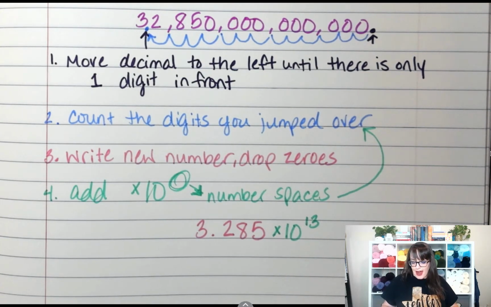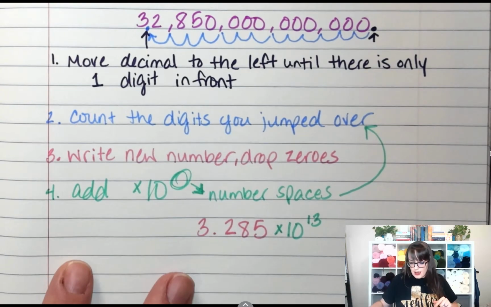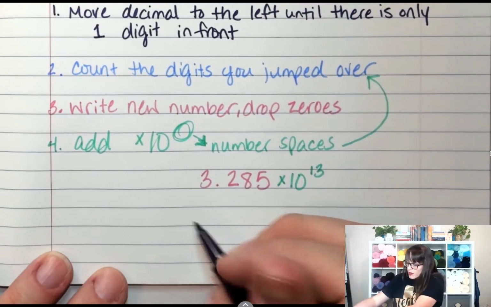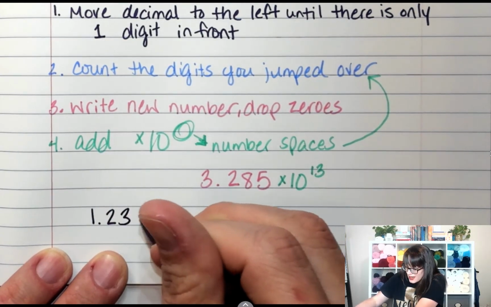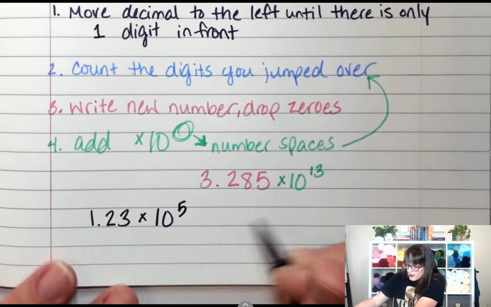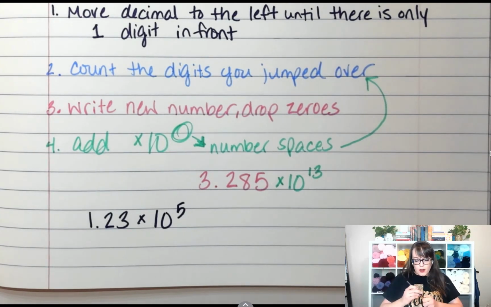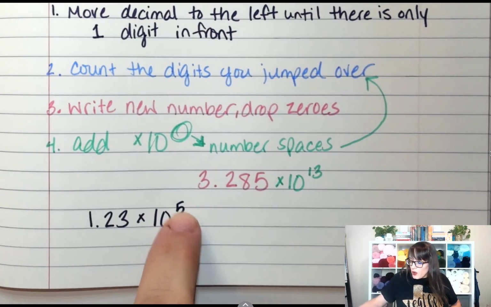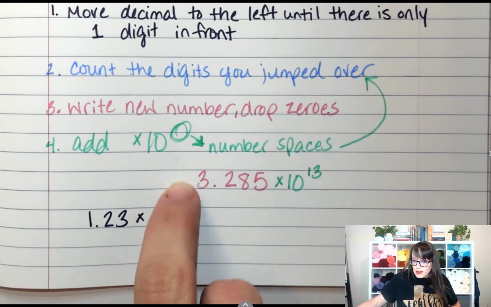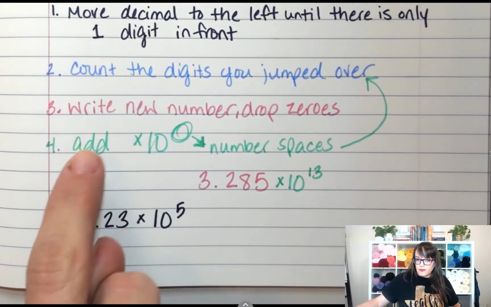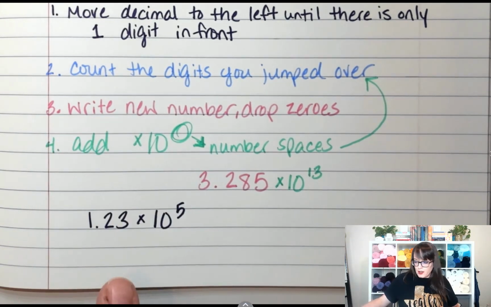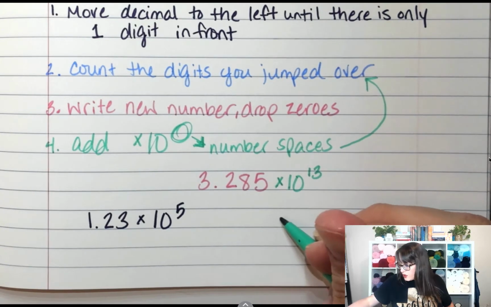So let's take a number out of scientific notation. We're going to work the steps backwards. If I have 1.23 times 10 to the 5th, going backwards, I know that this exponent is the number of spaces I moved in step 2. So writing the number, I know it's 1, 2, 3.